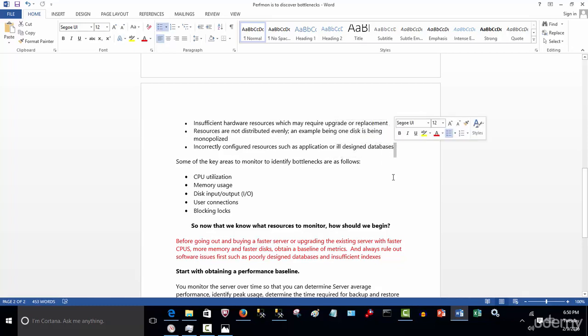Incorrectly configured resources, such as applications, or ill-designed databases, such as those databases or tables that do not have proper indexing, and we've talked about that. So again, some of the key areas to monitor, and again, these are the ones I've already mentioned, and in the next video, I'm going to be showing you how to start looking at that.